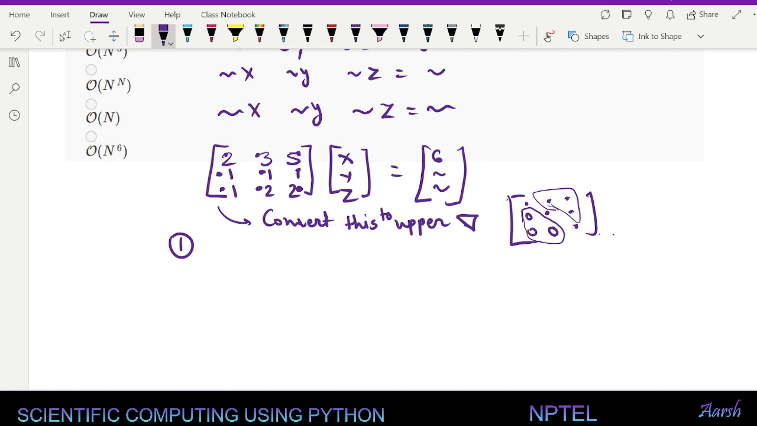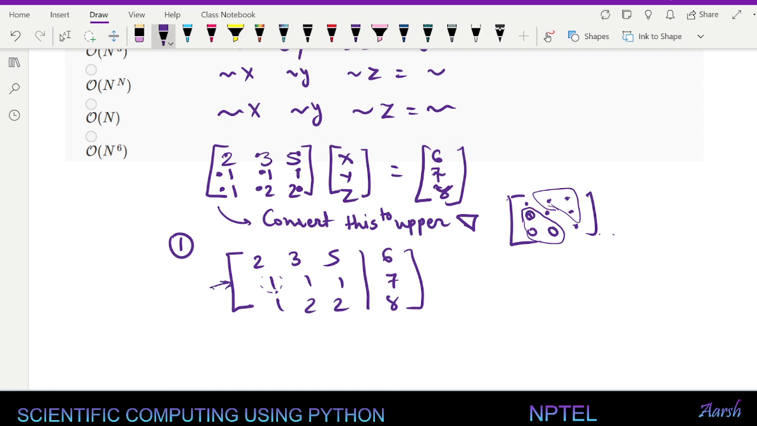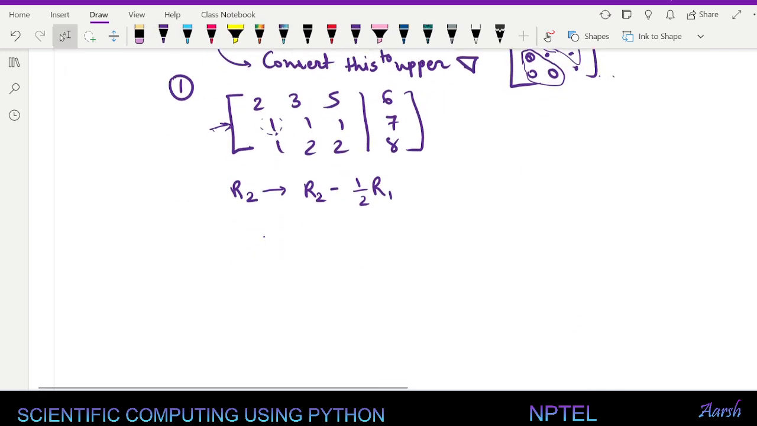That's Gaussian elimination. So we can, by the way, write it like this: 2 3 5 1 1 1 1 2 2, and then 6, and 7 8. And then we want to make this one 0 first, because that has to be 0, right? So how do we do that? Well, we say that the second row is going to be second row minus half of the first row, because we want to get this to be 0.